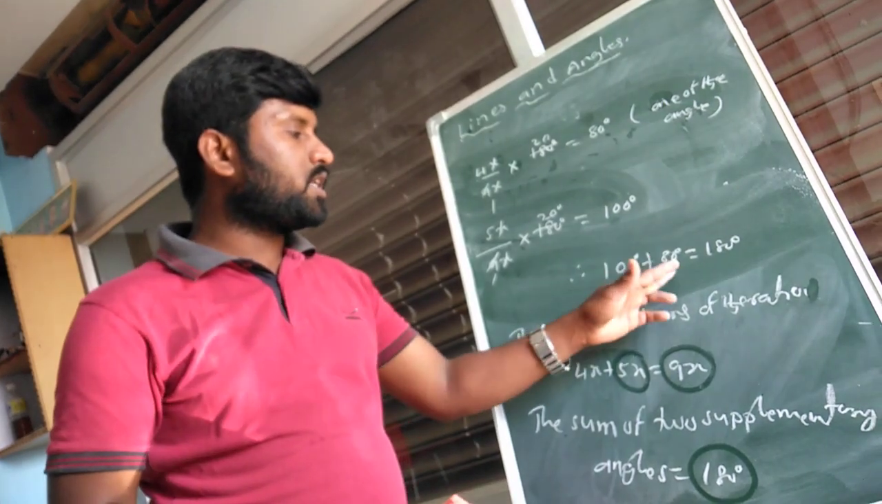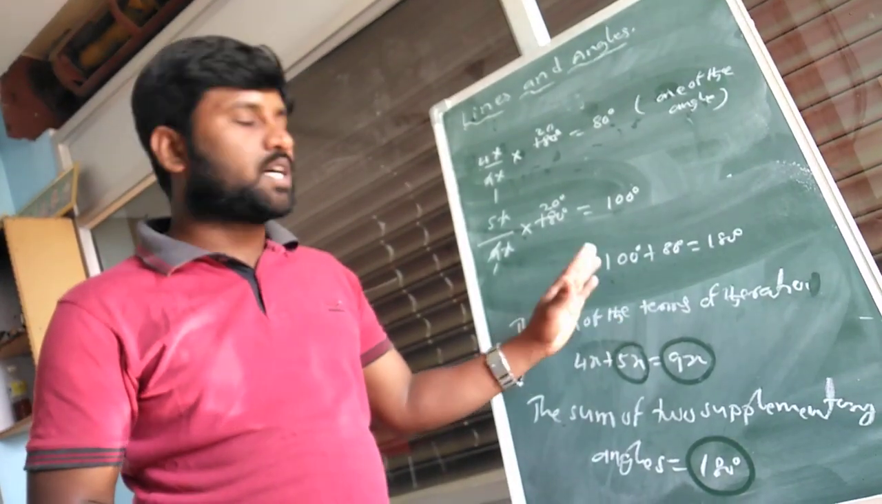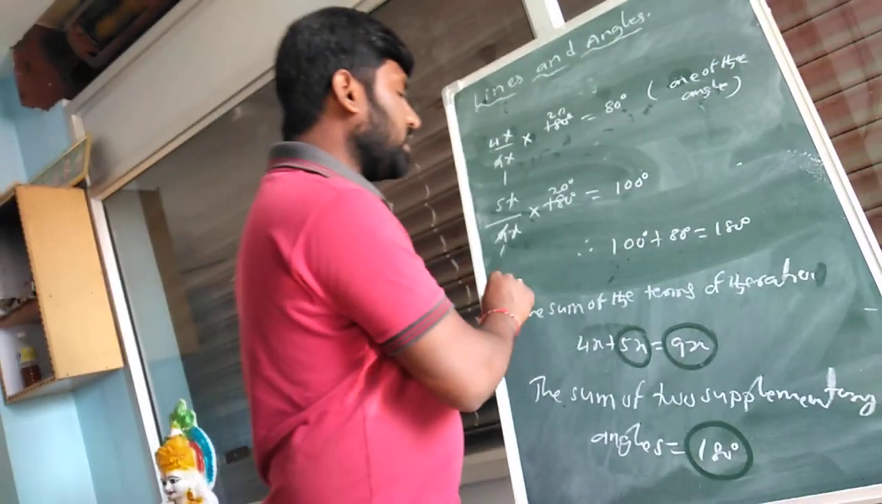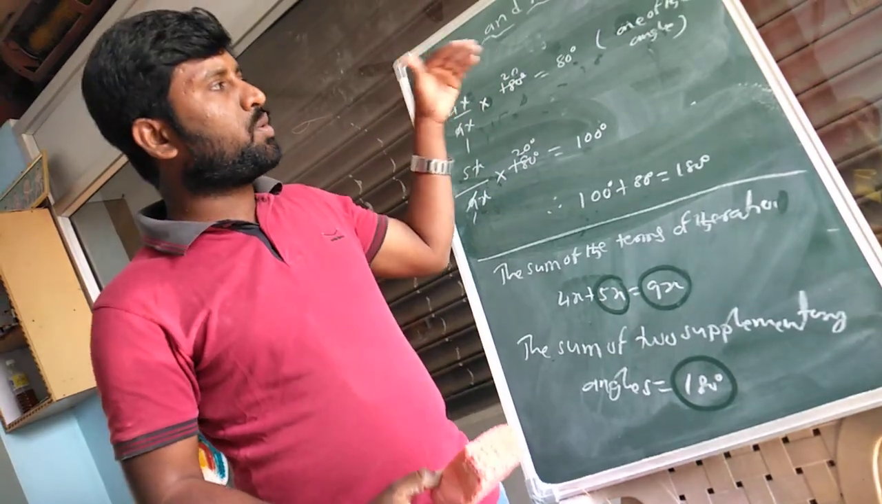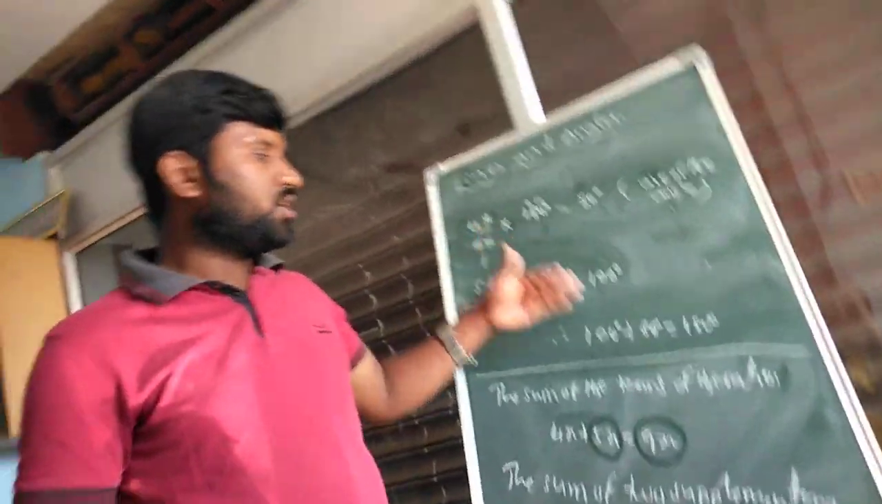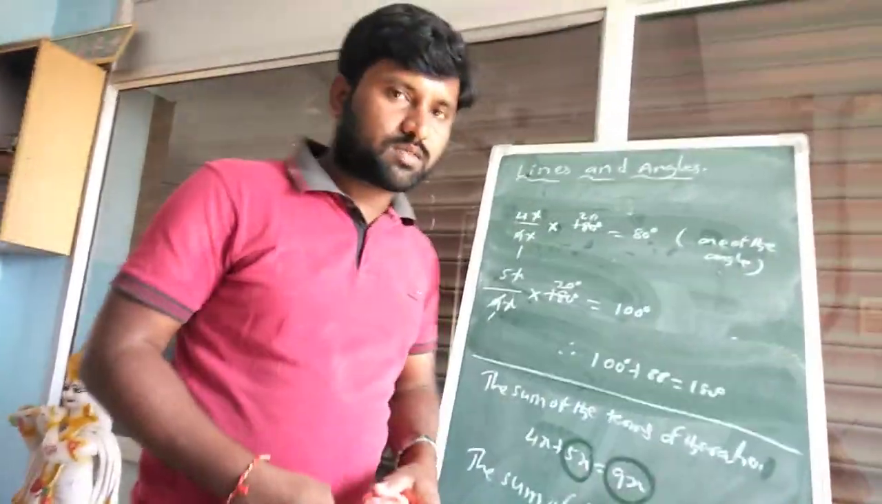Okay, we can say 80 is the supplement of 100 degrees and 100 is the supplement of 80 degrees. Okay students, if you get any problem like this based on complementary or supplementary angles, you do like this. Okay students?